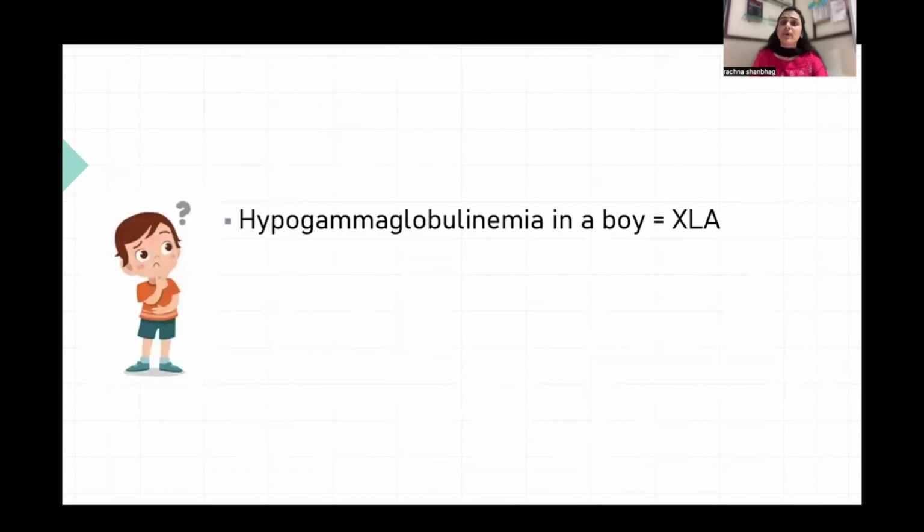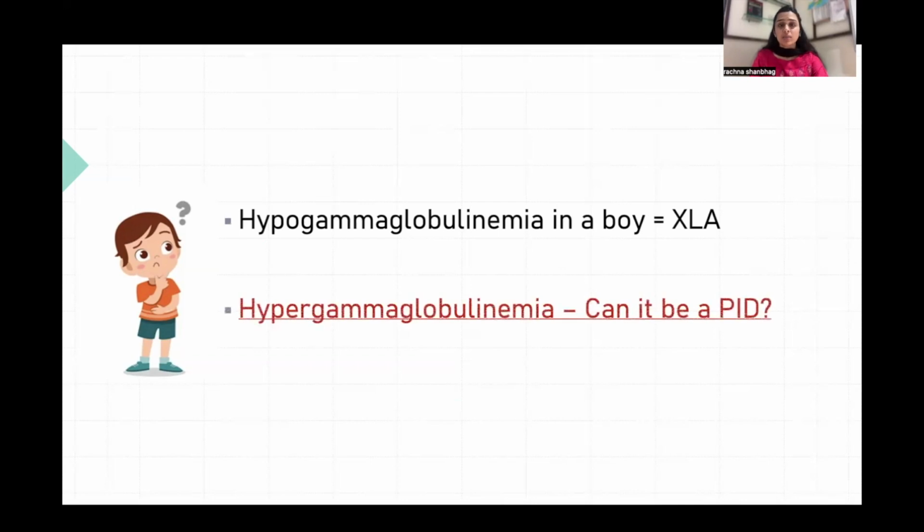We know that whenever we see hypogammaglobulinemia, especially in a male child with infections, we often think of X-linked agammaglobulinemia. The question here remains, if we see hypergammaglobulinemia, especially in a child with recurrent infections, can it still be a PID? Let us find out.